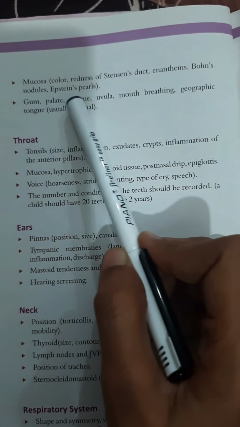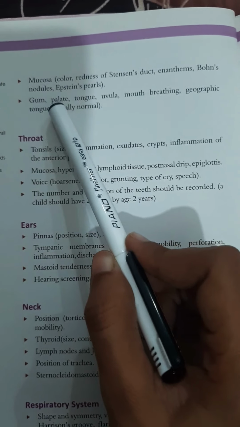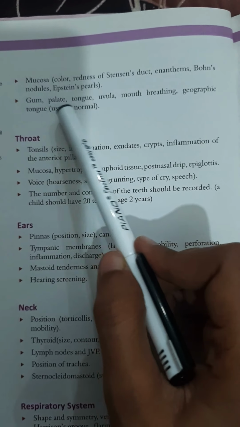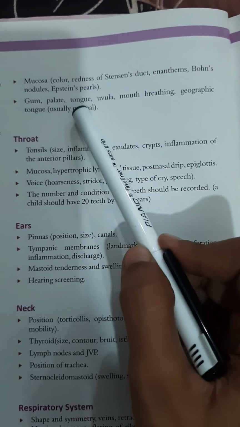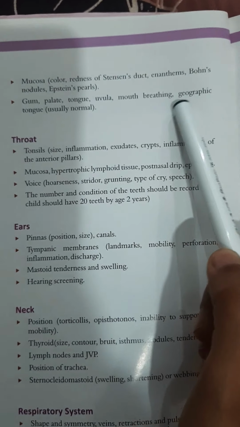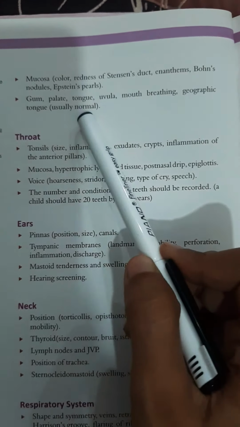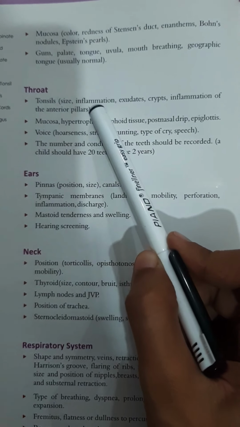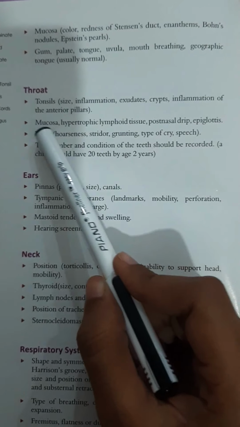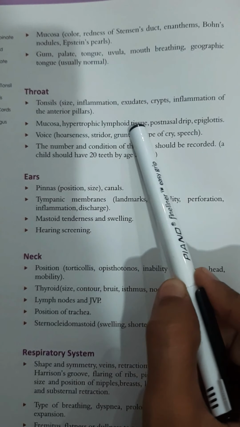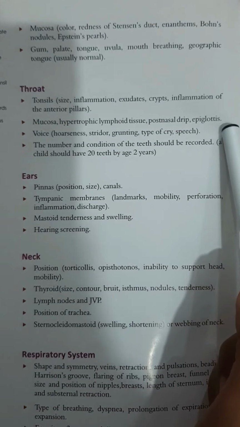Then enanthems, Bohn's nodules, or Epstein pearls. We can check the gums, palate, tongue, uvula, mouth breathing, and geographic tongue, which is usually normal. In the throat, we can see the tonsils. We can check the size, inflammation, exudates, crypts, and inflammation of the anterior pillars. We will see the mucosa, hypertrophic lymphoid tissue, postnasal drip, and epiglottis.